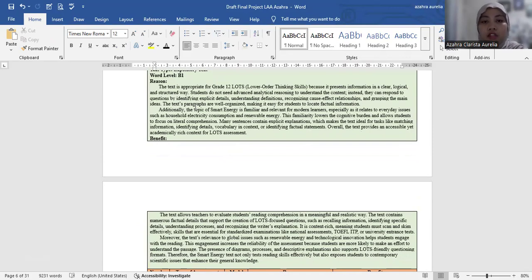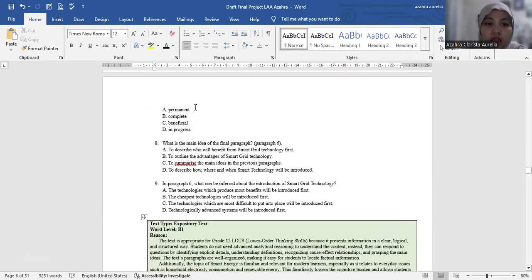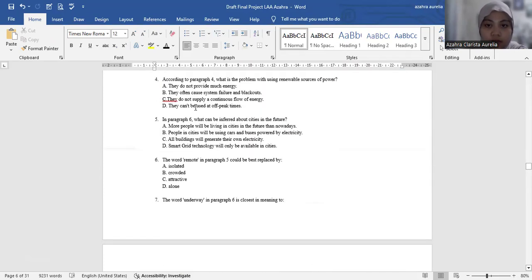The paragraph structure is also very clear, so students with low order thinking skill can answer comprehension questions without heavy interpretation. And this text type fits grade 12 because grade 12 students should already handle informational academic text, but at a low order thinking skill level, they are mainly assessed on identifying details, main ideas, and simple inference. And then these are the questions.